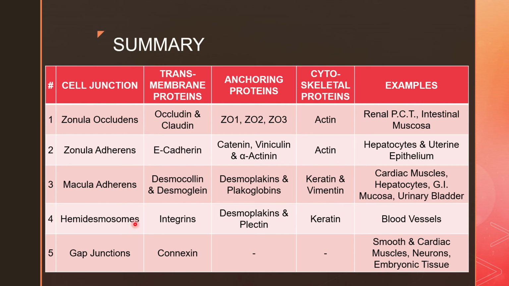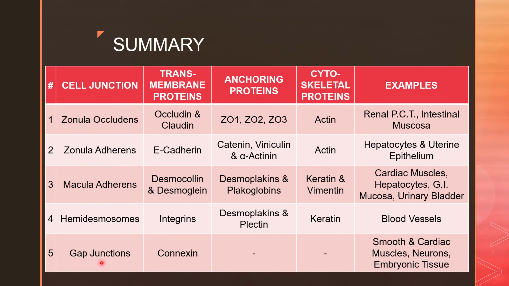The hemidesmosomes, or the half desmosomes, which attach the cell with the basement membrane. The transmembrane proteins are not cadherins, they are integrins. The anchoring proteins are desmoplakins and plectins. The cytoskeletal proteins: because these are epithelial cells, they will have the intermediate filaments of epithelial cells, where there is keratin. And the examples are many epithelial cells, including the epithelial cells of blood vessels.